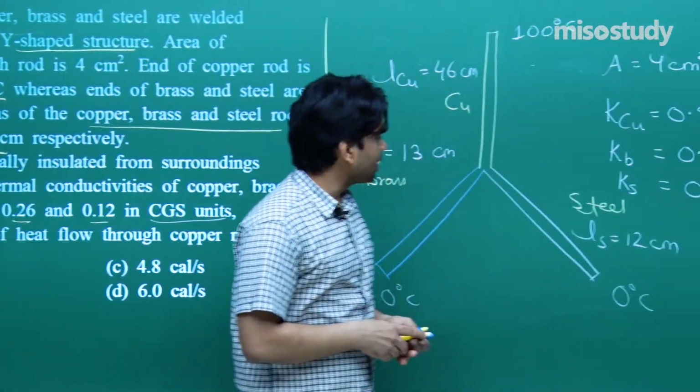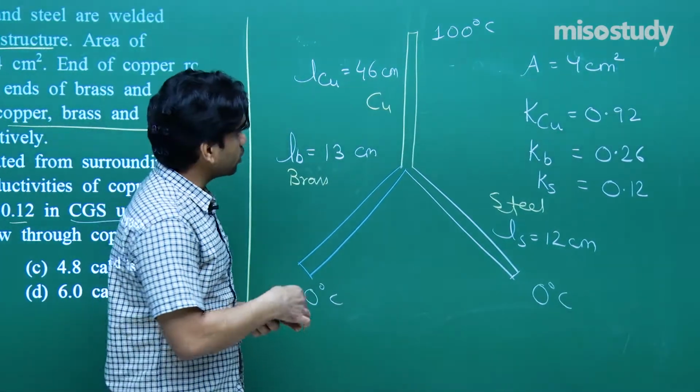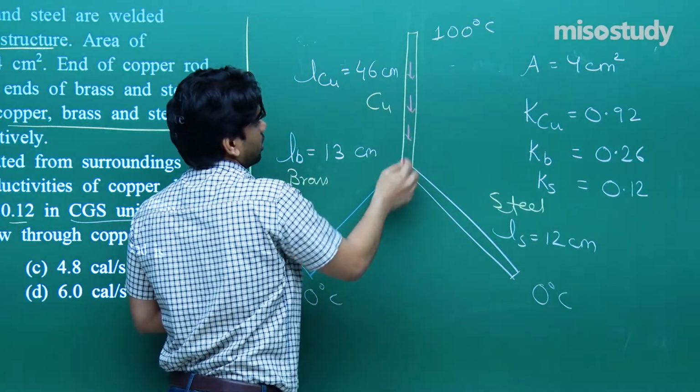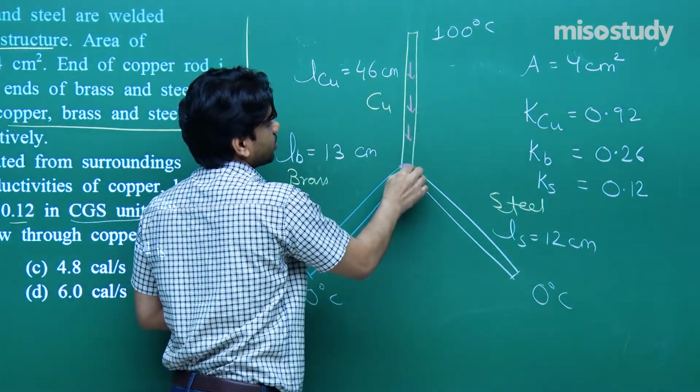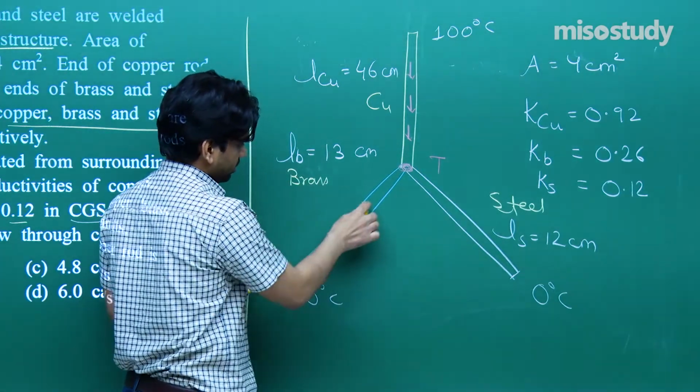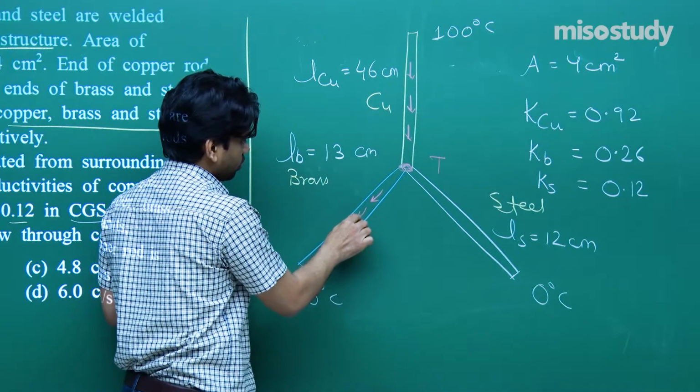Now see what will happen. Quite simple for us to understand. The heat energy will be transferred from this copper rod. This will be the junction. Let's say temperature is T, and then it will be transmitted to this one.